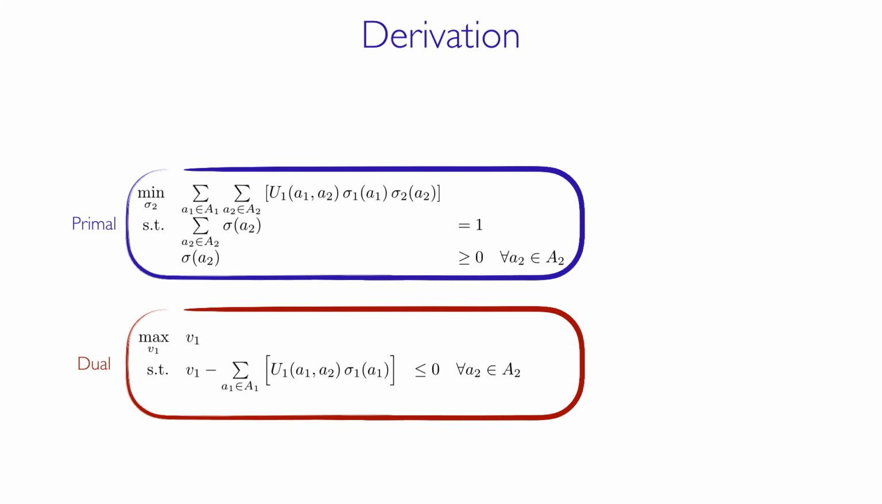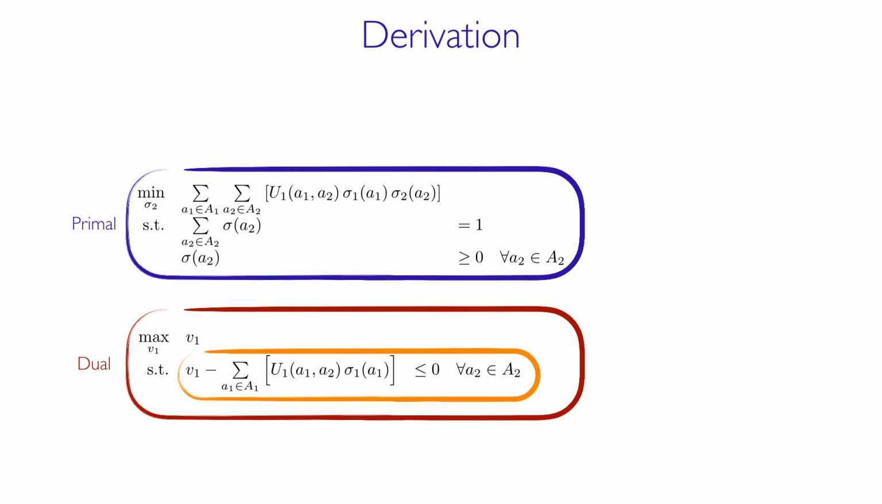Here we have the dual problem. The derivation is standard. By strong duality, the values of the optimal solutions of both problems are the same. Notice that the dual problem is a maximization problem with only one scalar variable v1. The objective function is just a variable multiplied by 1.